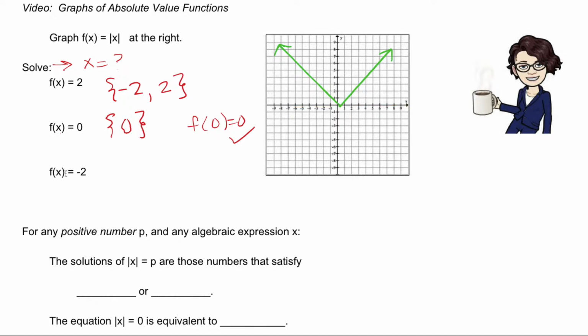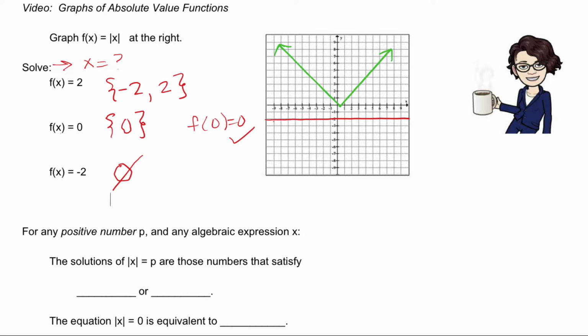And think about solving f of x equal to -2. Well, -2 is right there. When does my function equal -2? Never. That function is always positive. F of x equal to the absolute value of x is always positive in this case. So there is no solution. There is no x that you can put in to get out a -2. So no solution.